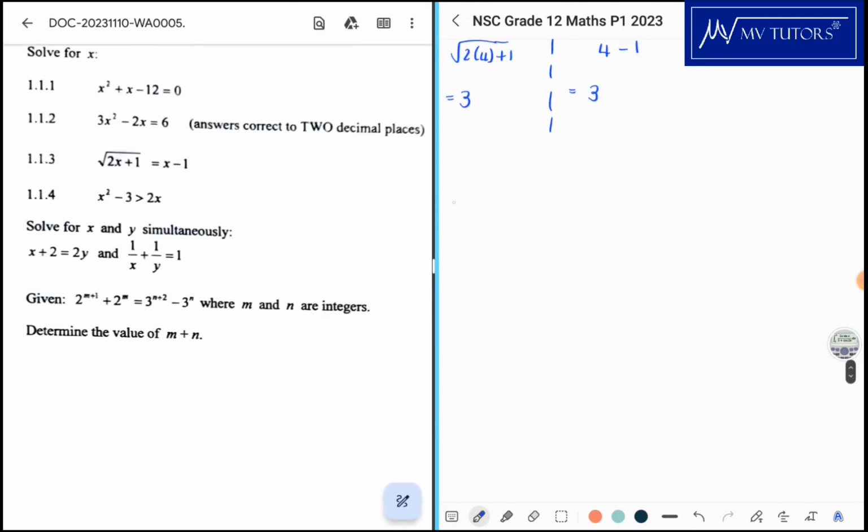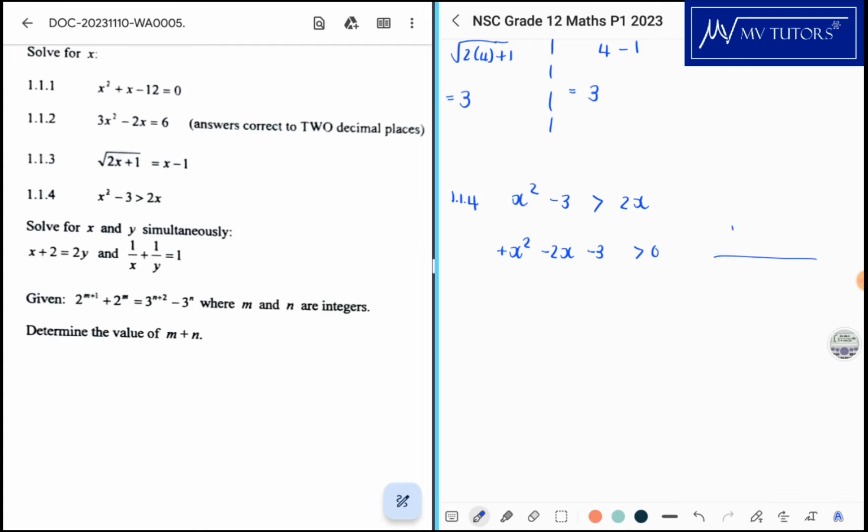So just make sure you check your answer, especially when you have square roots. Now 1.1.4. We have an inequality. So x squared minus 3 is bigger than 2x. Let's take 2x to the left hand side. So we have x squared minus 2x minus 3 is bigger than 0. So this is a positive parabola, it's a smiley face.